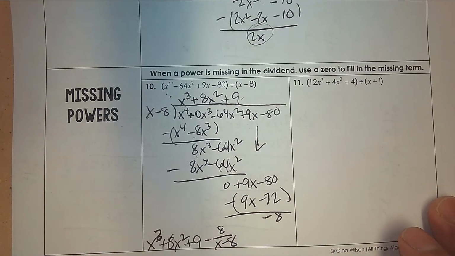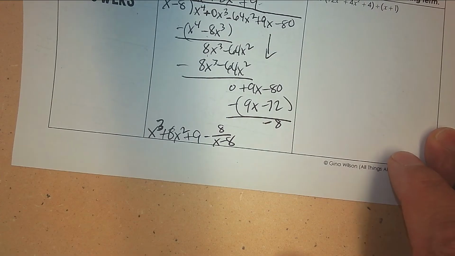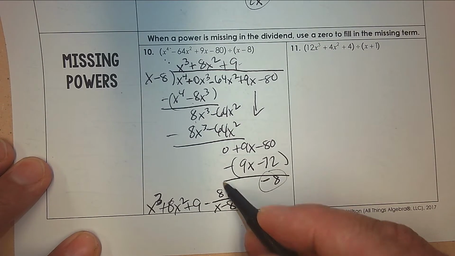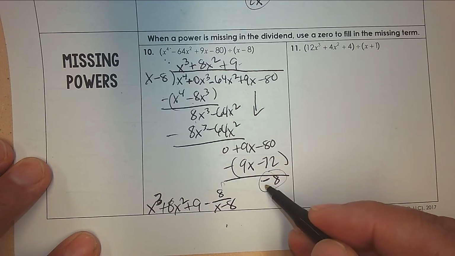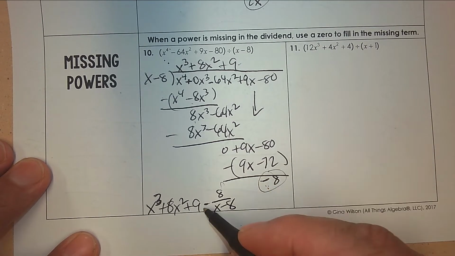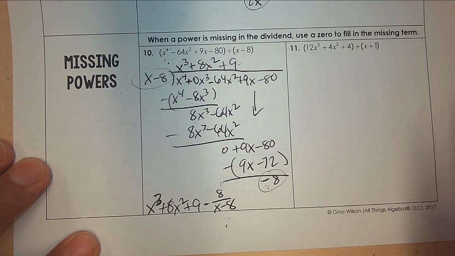Let me make sure you see it. So I wrote down the answer. And then the remainder I wrote as a fraction. So if it's negative, you are subtracting. If it was a positive remainder, you'd be adding. And then the denominator is always what you divide it by, the divisor.